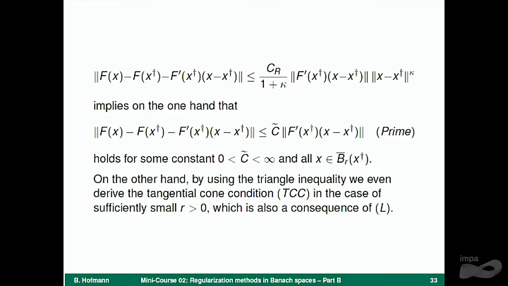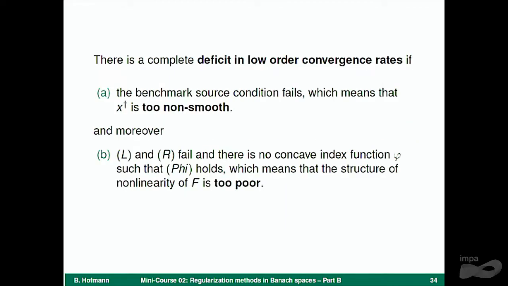And on the other hand, by using the triangle inequality, we even derived the tangential cone condition in case that the R is sufficiently small. That means this is a small value, so this is a small constant, which is also a consequence of this L. So in that way, the left version is very near to the tangential cone condition here. So, some summary of this point.